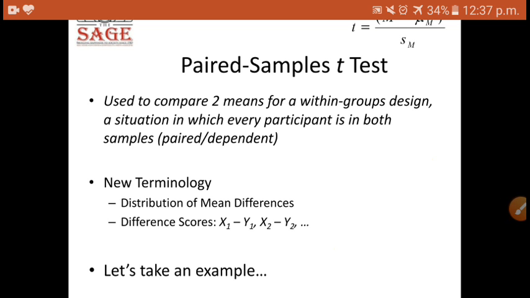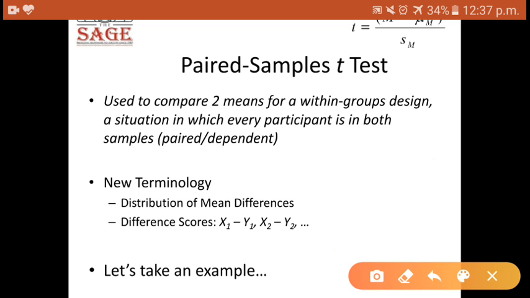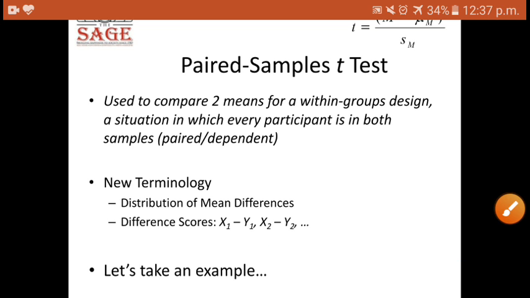A new terminology is distribution of mean difference, and difference scores would be taken because there are two samples. So we would be having x1 as well as y1, and we would be having x2 as well as y2. So let's take an example.